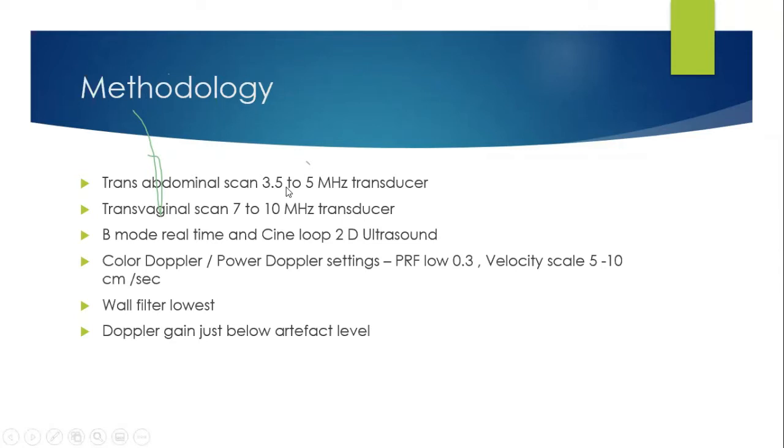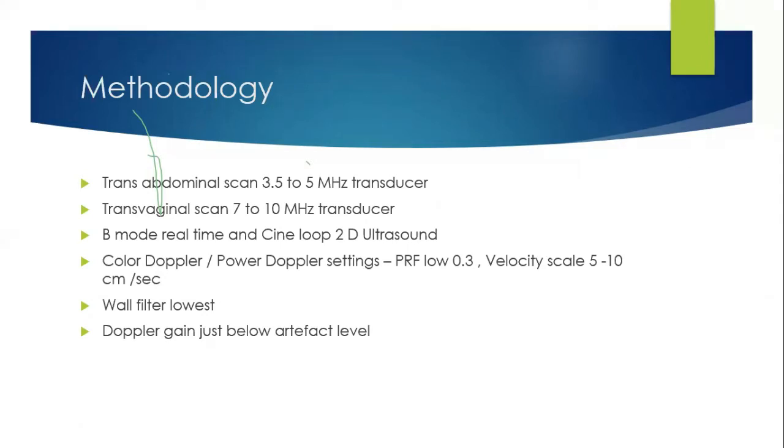Now the methodology, very important, is what we are going to do. The trans-abdominal scan basically uses a transducer with mid to low frequency, that means between 3.5 to 5 megahertz. Transvaginal is a high frequency probe, 7 to 10 megahertz, with a very high resolution but with low depth. Then we take B mode as well as cine loops in order to see the recorded still pictures as well as the videos. For color Doppler and power Doppler, remember this, the setting is very important.